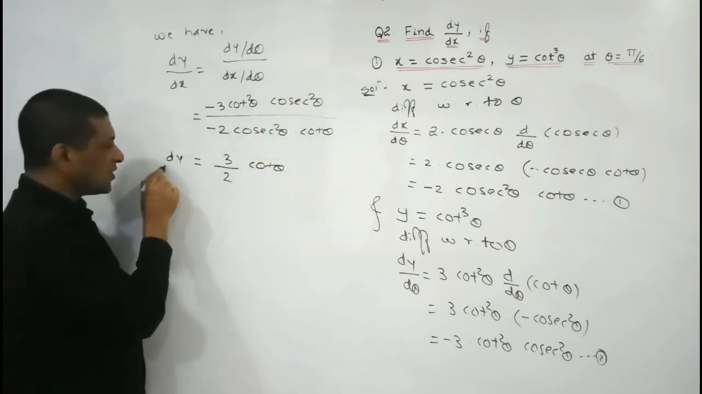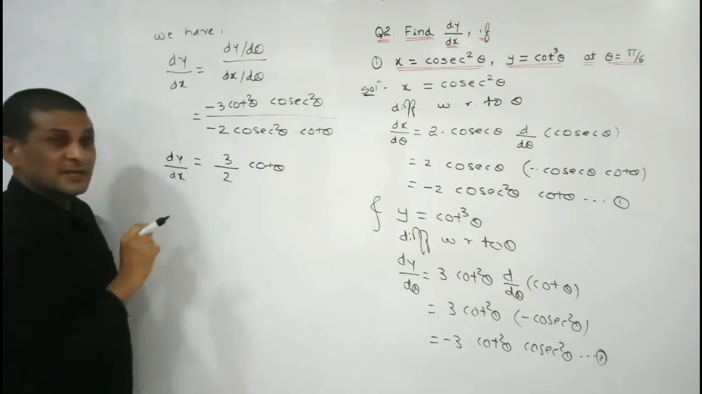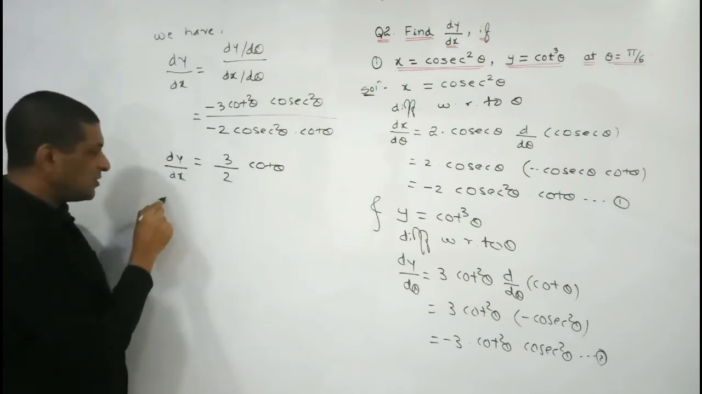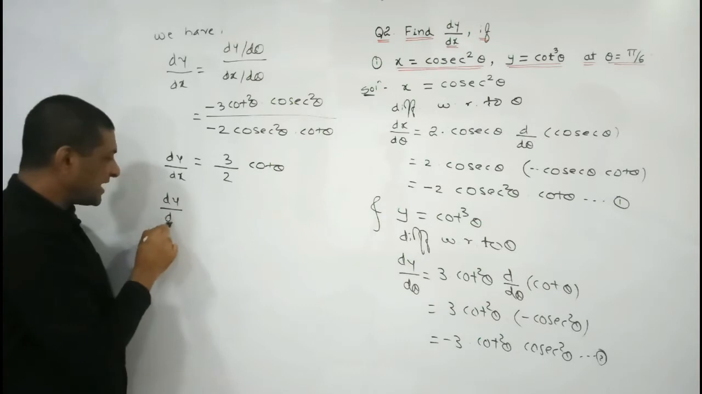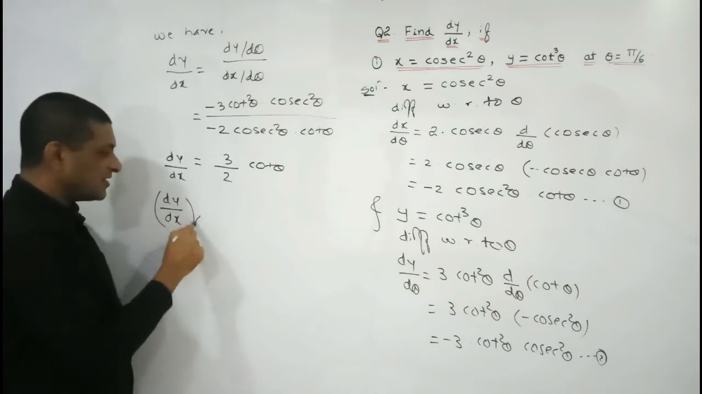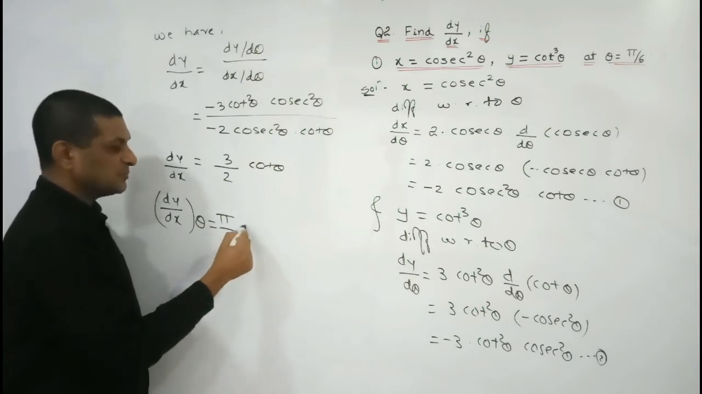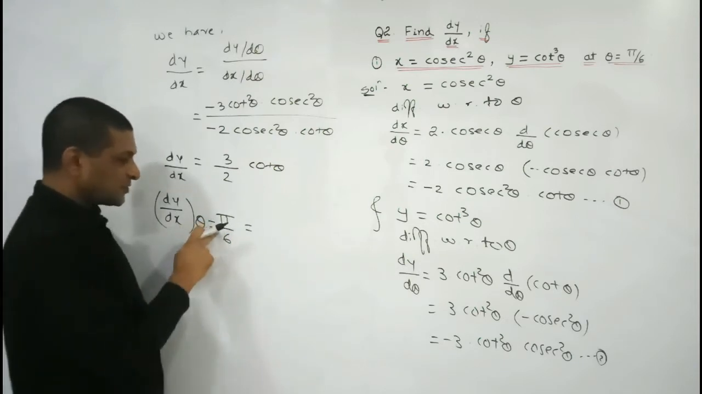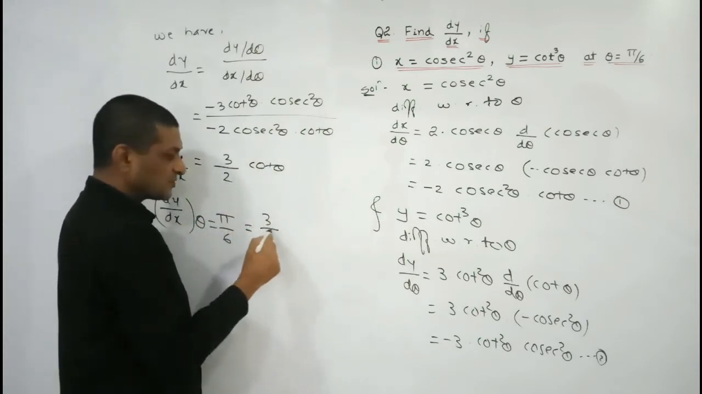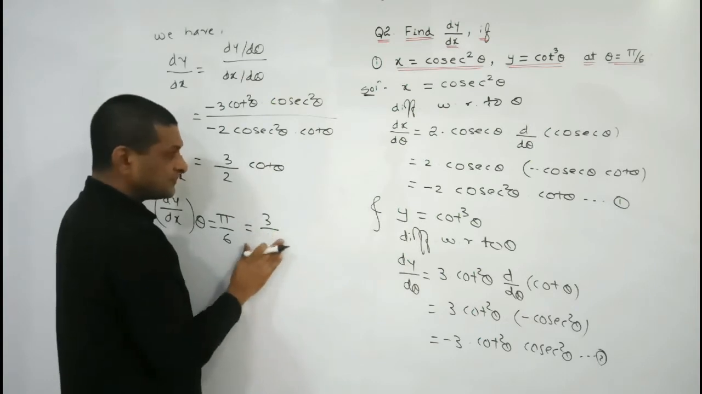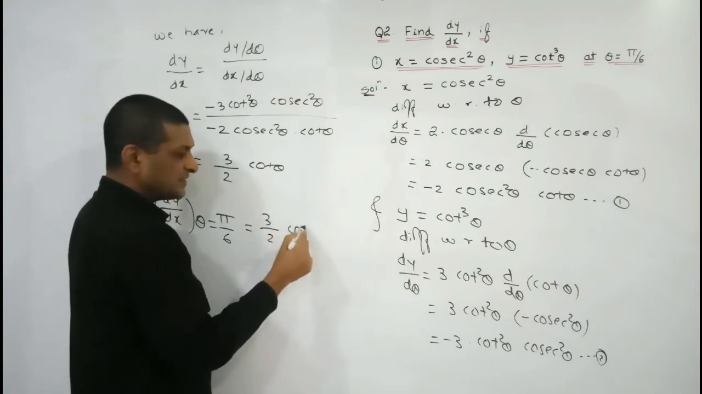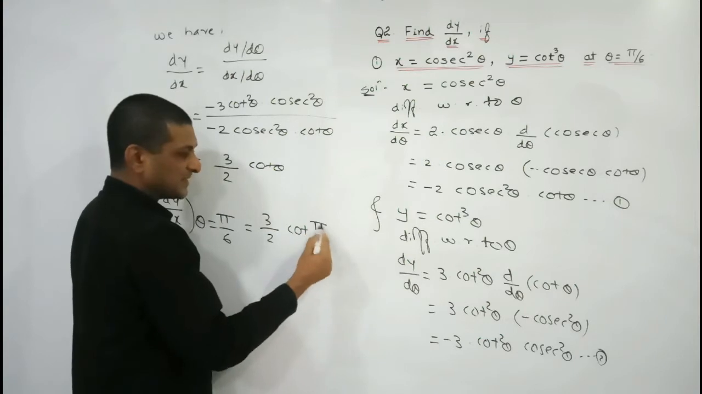In this way we have got the value of dy by dx. But the question is to find the value of dy by dx at theta equal to what? Pi by 6. Pi by 6 means 30 degrees. So let us substitute theta equal to pi by 6. So 3 by 2, keep it as it is. We are simply replacing theta by pi by 6.